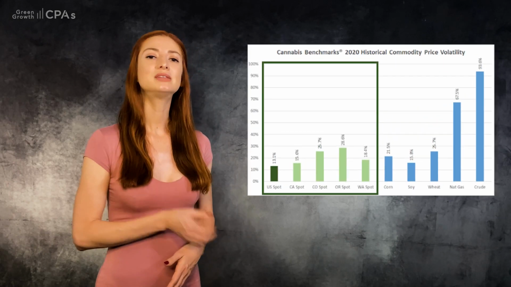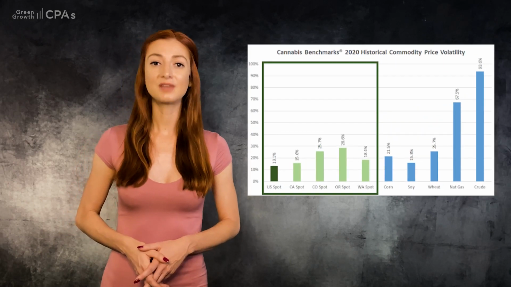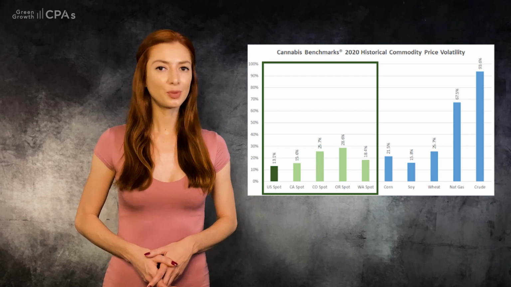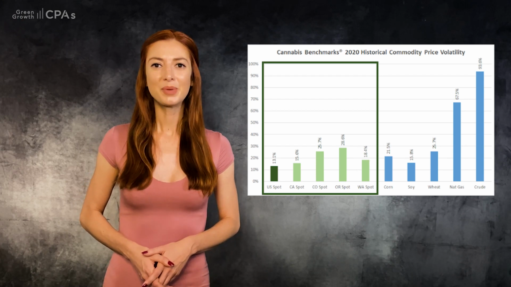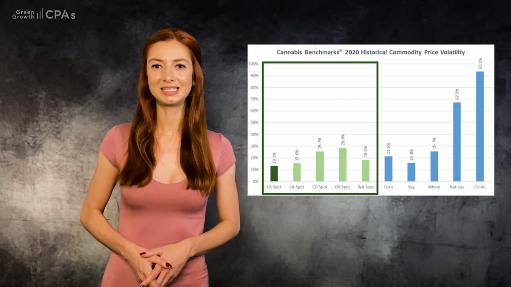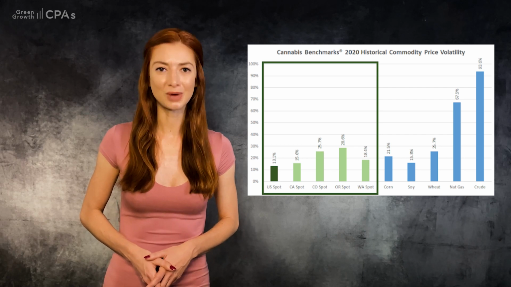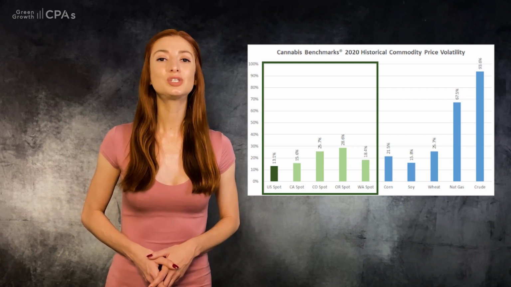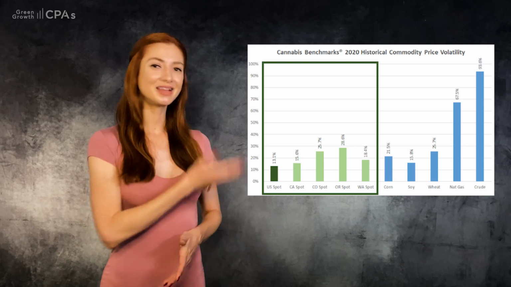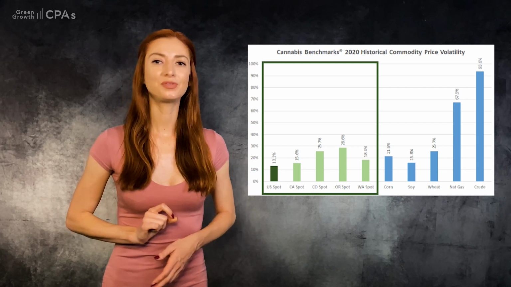This graph compares the actual measured price volatility of selected cannabis markets with other products during 2020. The green bars are the CannabisBenchmarks spot indices for the US and the major Western markets. The blue bars are commonly traded non-cannabis commodities. In analyzing this chart, several key observations emerge.